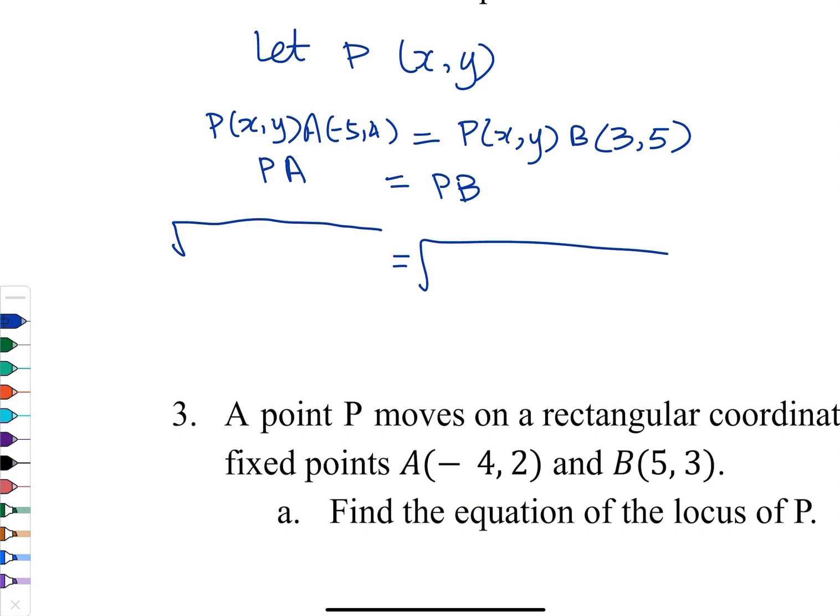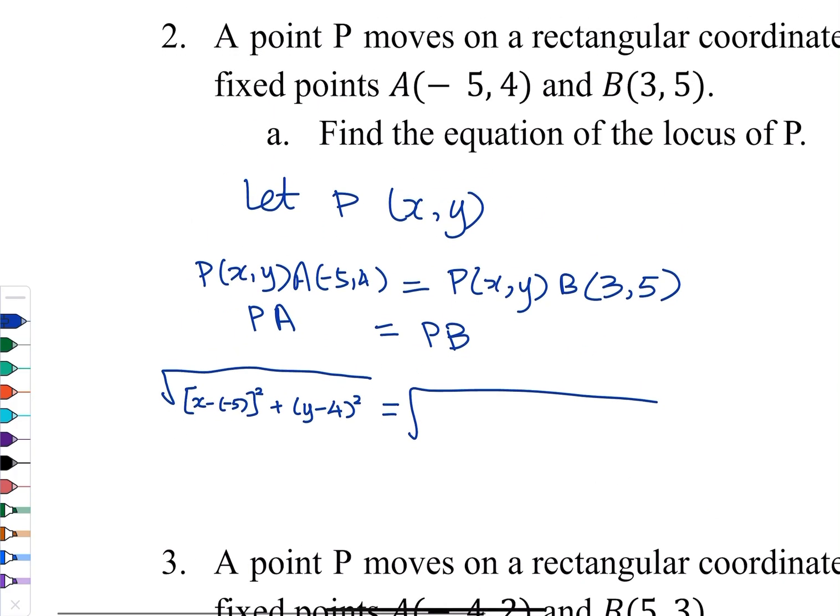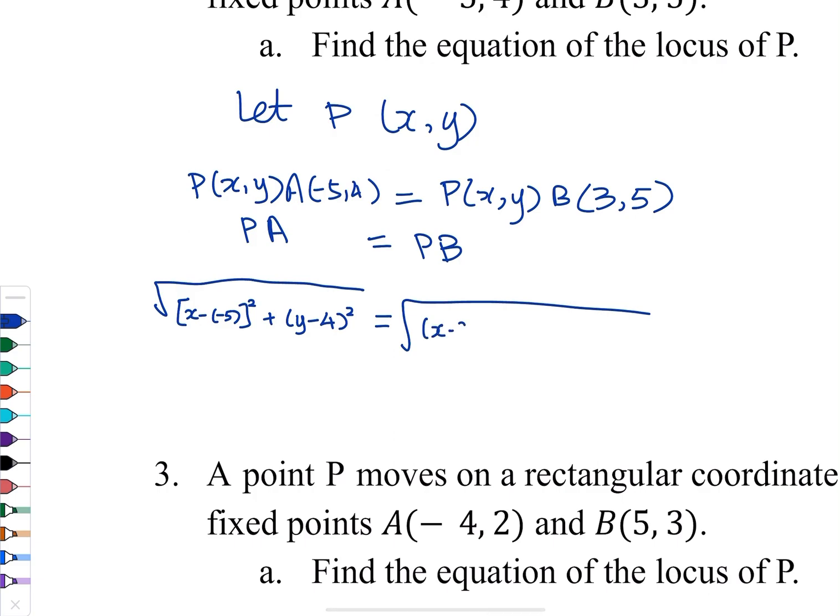So PA: square root of (x minus negative 5) squared, plus (y minus the y coordinate) squared, and then also for B, (x minus 3) squared plus (y minus 5) squared. Because both sides have square roots, you can cancel that out. Negative negative becomes positive, so you can write that. And we know that a square means a times a, so I can directly write (x plus 5)(x plus 5).